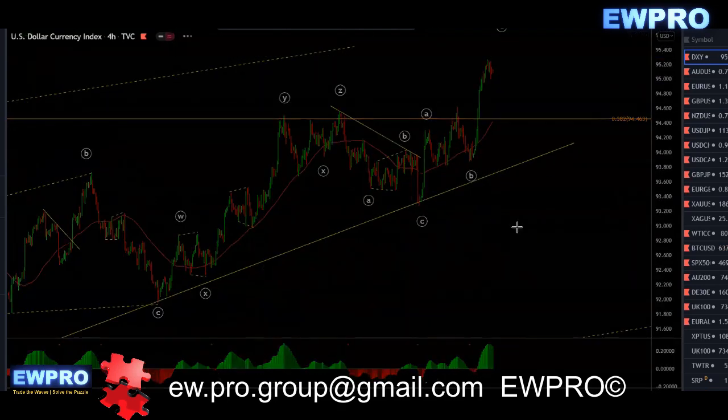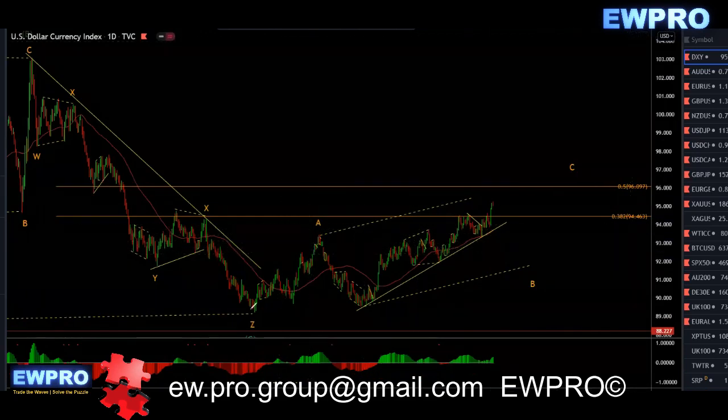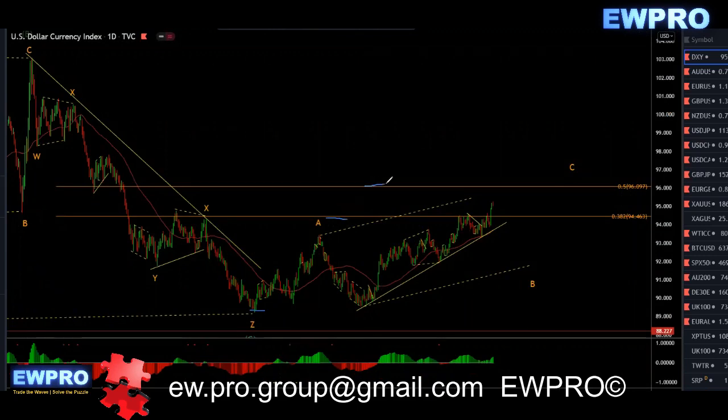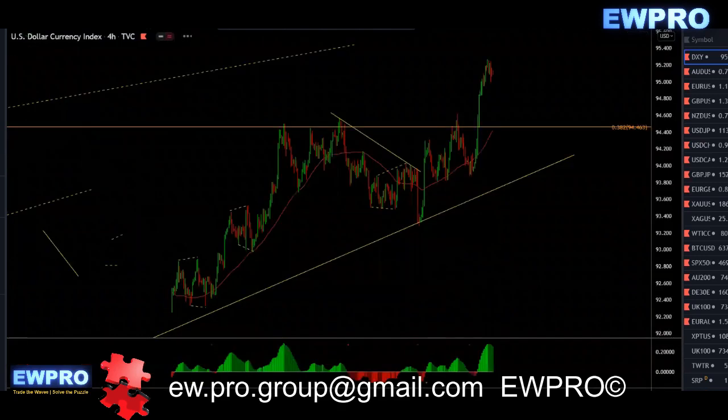If I just go back to the daily, when we were down here, I was looking for at least the 38.2 and possibly the 50 fib. A few weeks ago I said this is still looking bullish and will more than likely get up to that 50 fib. So we're starting to climb up to that 50 fib.